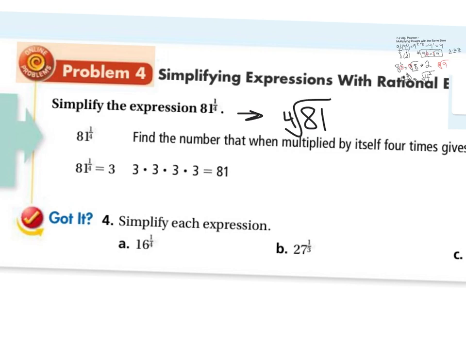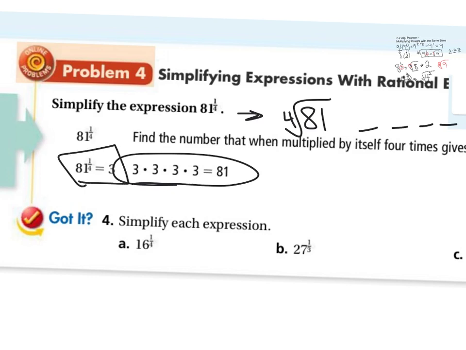So the 4th root of 81, again, means we have 4 numbers. They have to all be the same. We multiply them by themselves to get 81. So again, like they're showing here, 3 times 3 times 3 times 3 to get 81. So 81 to the 1/4 power is equal to 3. So 3 would be our answer for that problem.